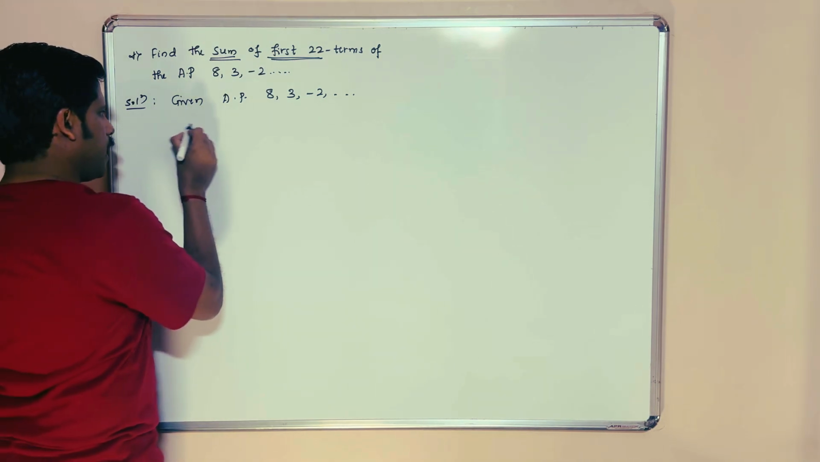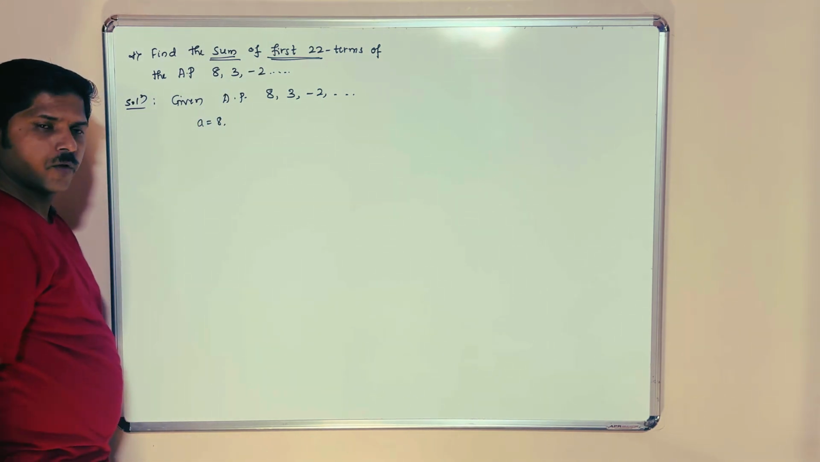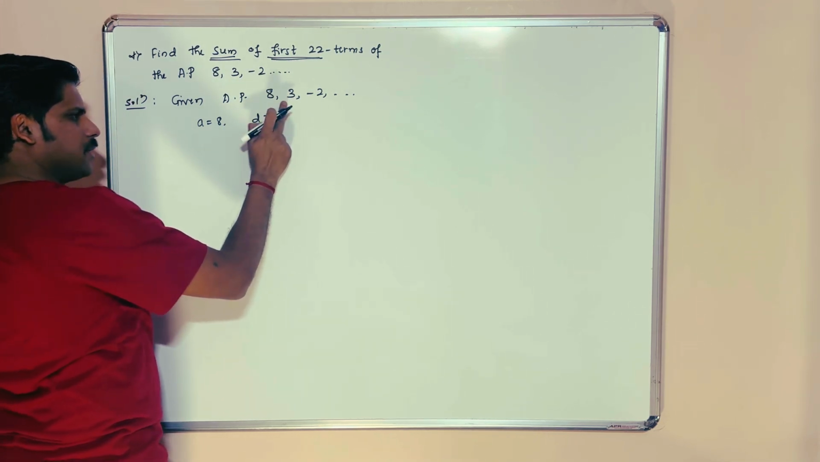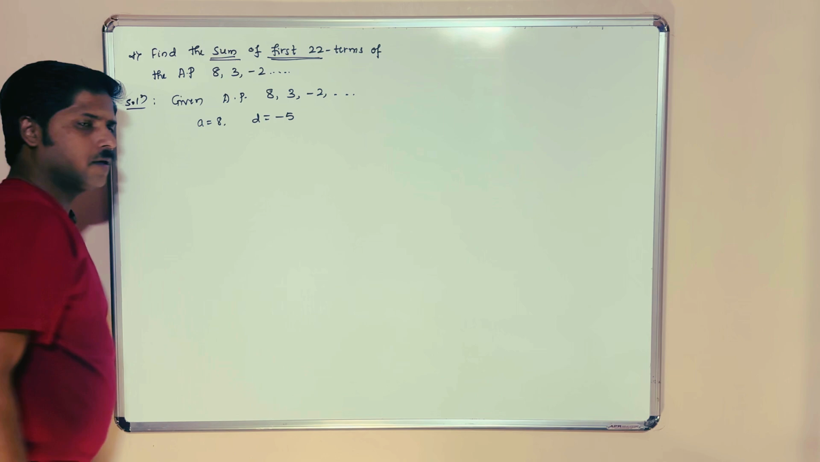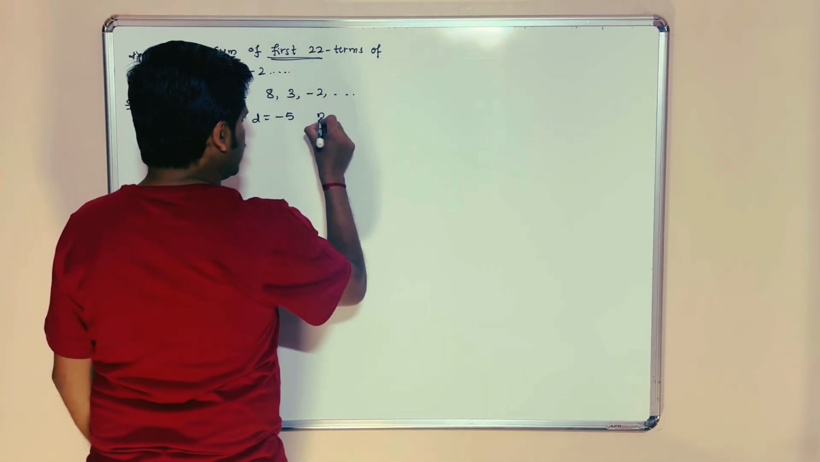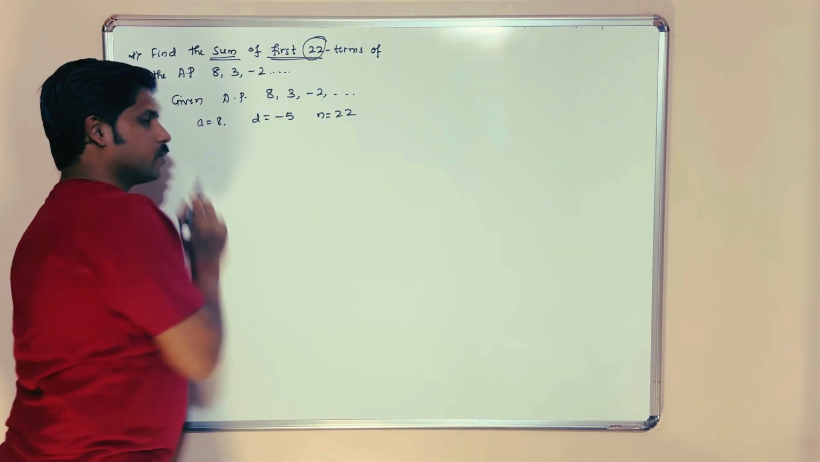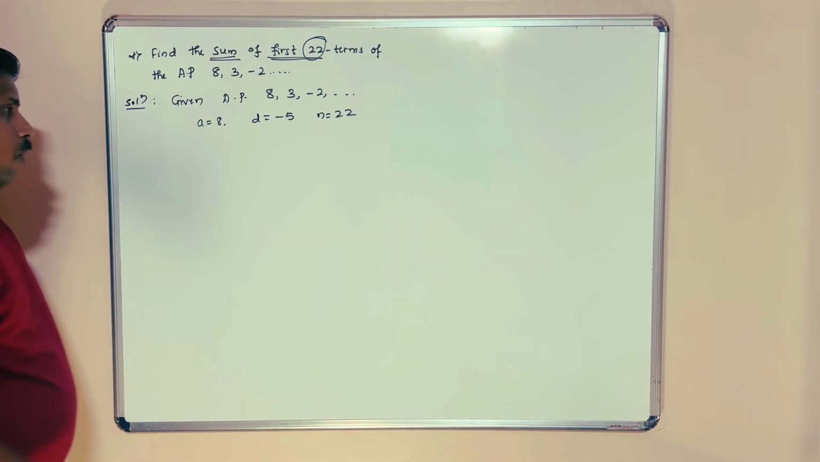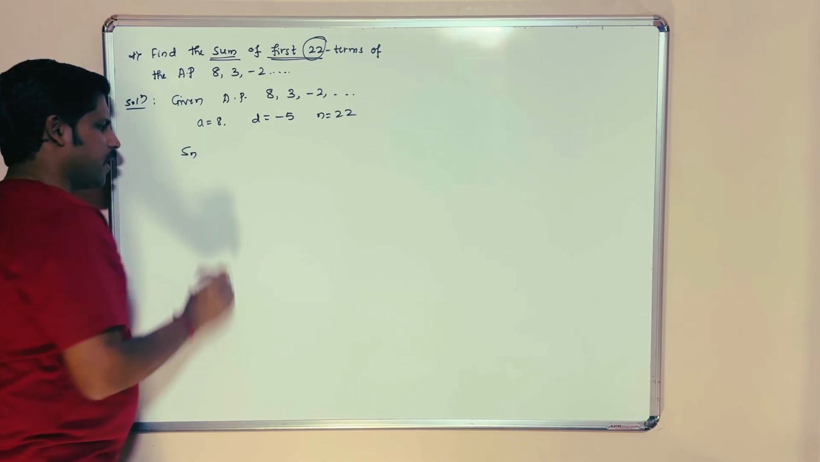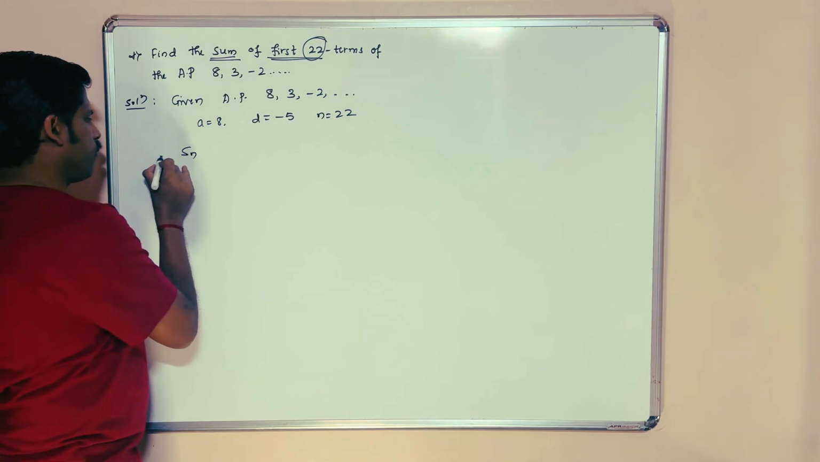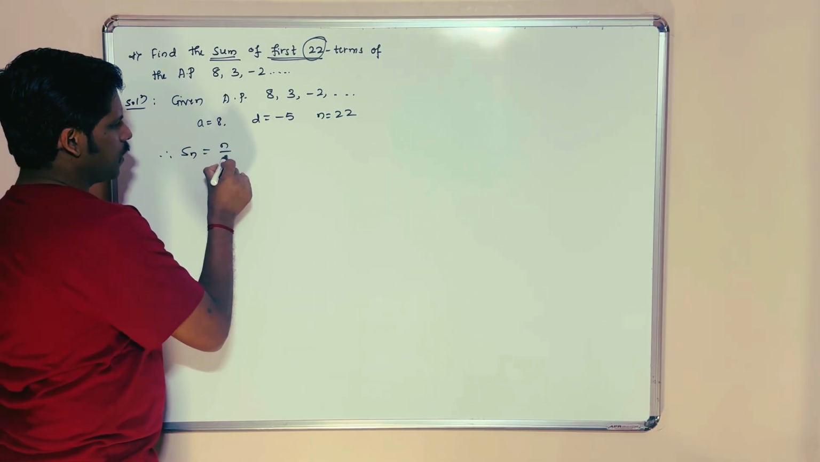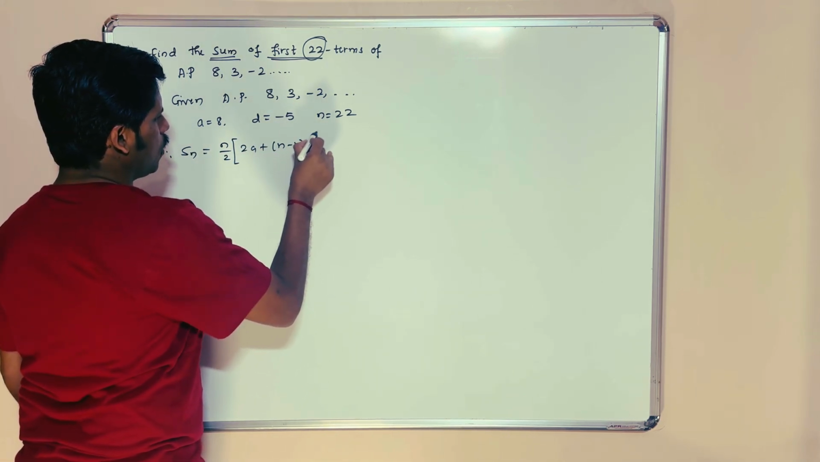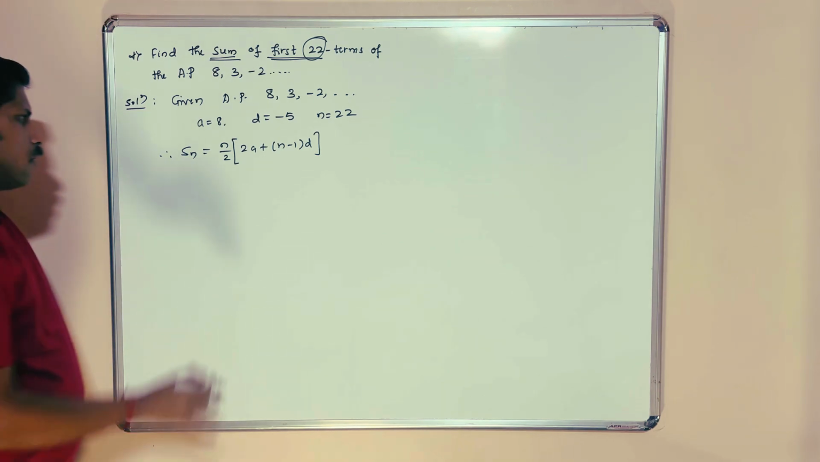What is a here? a is equal to 8. What is the common difference? 3 minus 8 is minus 5, and minus 2 minus 3 is minus 5. What is n here? n is given, that is the first 22 terms, so n is equal to 22. What is the S_n formula, the sum of n terms formula? We know that it is n by 2 into (2a plus (n minus 1) into d). Very, very important formula.